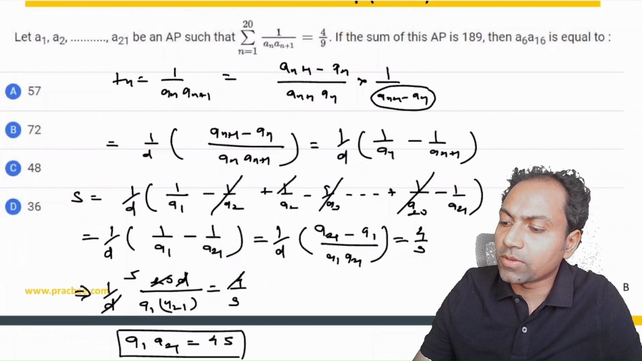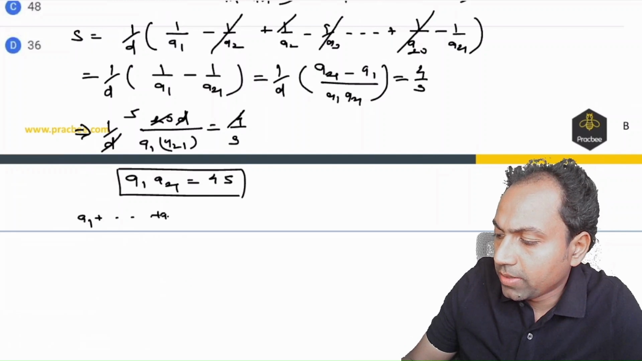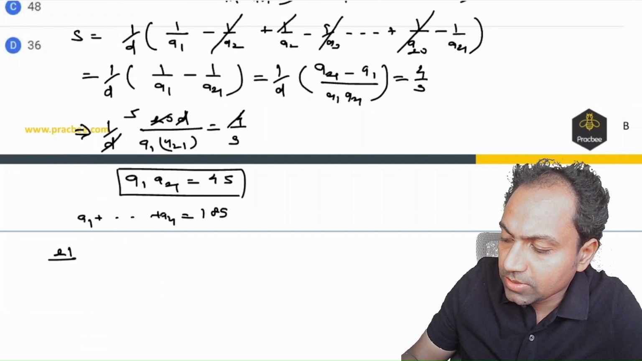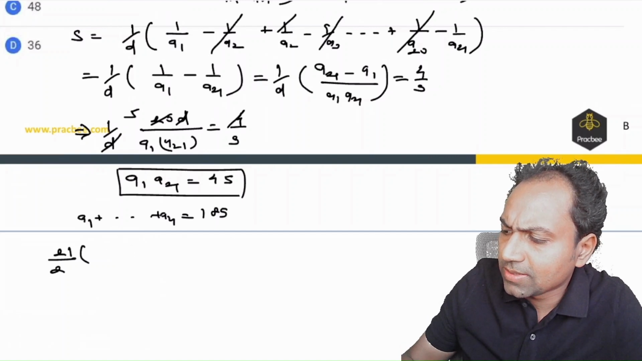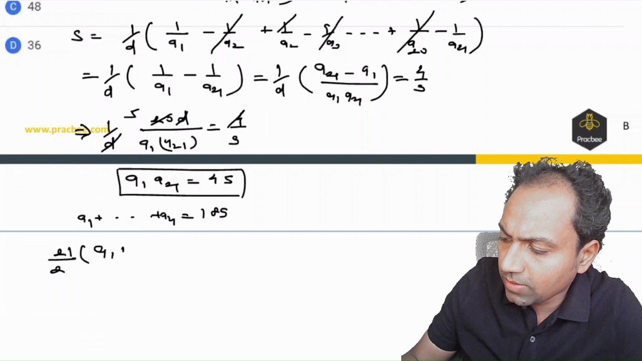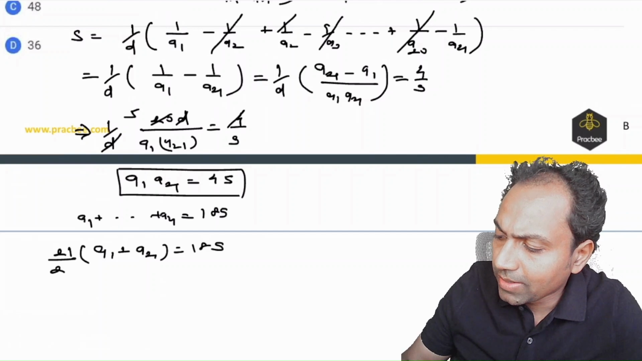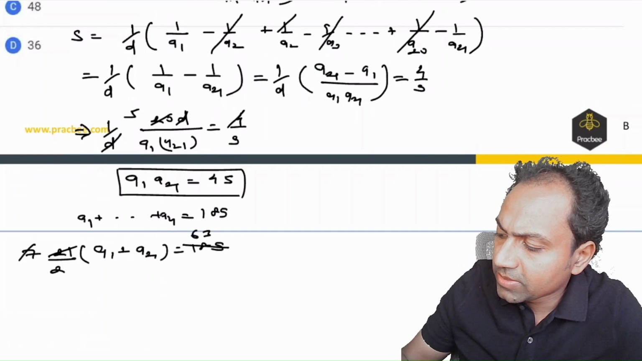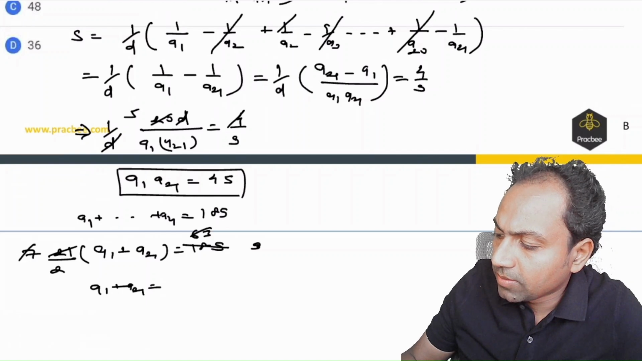The other information is that the sum of terms from a1 to a21 is equal to 189. So let us also write that. If I start from a1 to a21, it is 189. So if I apply my formula for the sum of n terms, it is n by 2 into twice a1, and more importantly, we can write this as first term plus last term. So (21 by 2)(a1 plus a21) is equal to 189. So what I will get is nothing but 7 here, and this becomes 63, and now if I divide by 7, it becomes 9. So a1 plus a21 is nothing but 18.